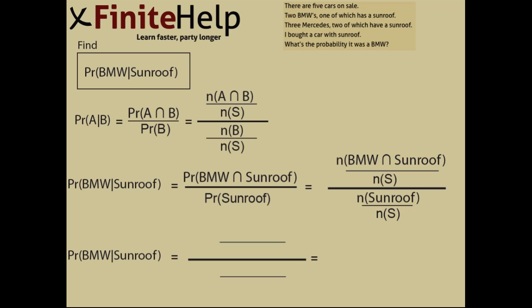Now that we have recognized the problem as a conditional probability, we can apply the conditional probability formula, which you should have memorized. I already have the formula written here, and it reads like this: the probability of A given B equals the probability of A intersect B over the probability of B.